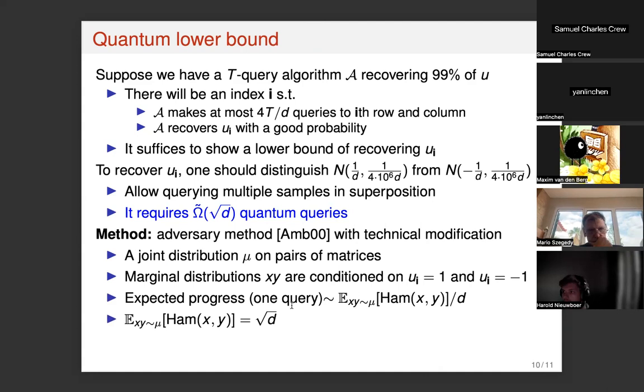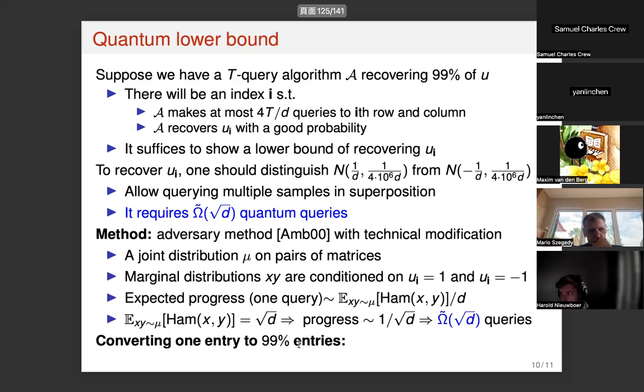And by the careful calculation, which is actually quite complicated, I will ignore anyway, is roughly square root of D. So at the end, we know progress per query is actually 1 over square root of D, which implies you would need square root of D number of queries to distinguish those two cases. And now at the end, you just plug this back together, that is T over D is omega square root of D, then you end up with your capital T is D to the 1.5 lower bound.